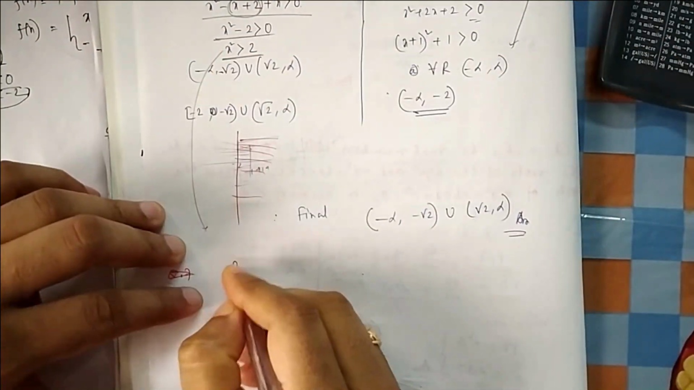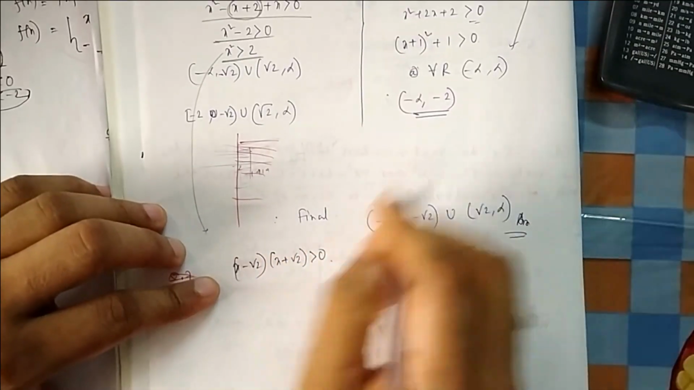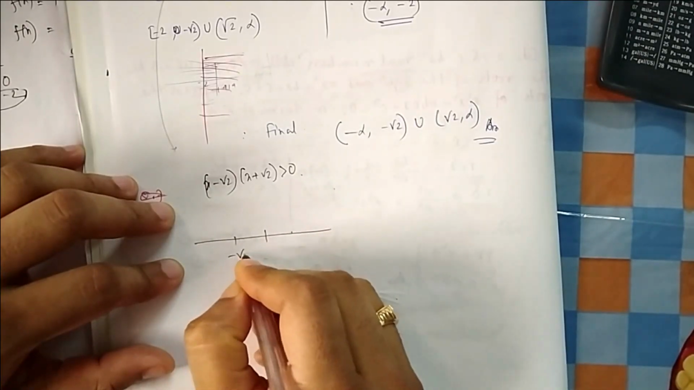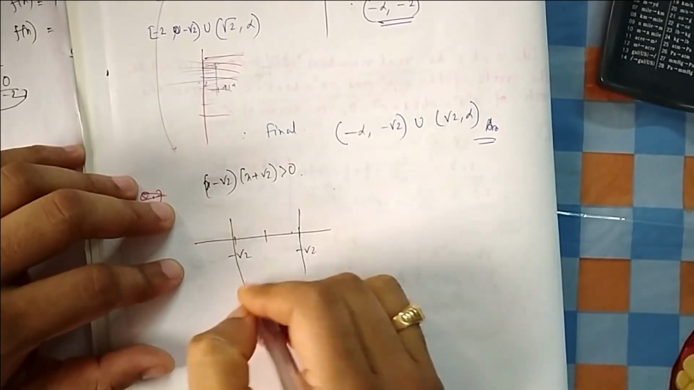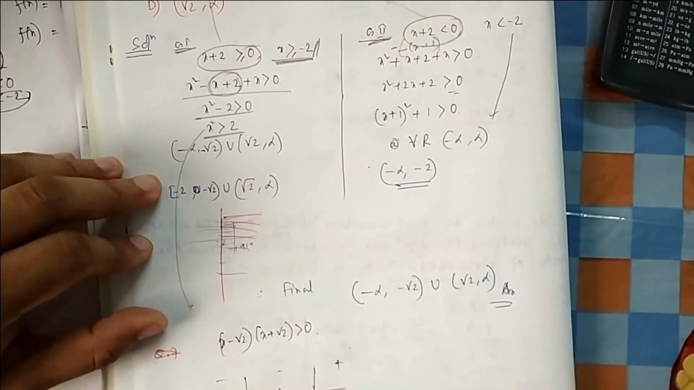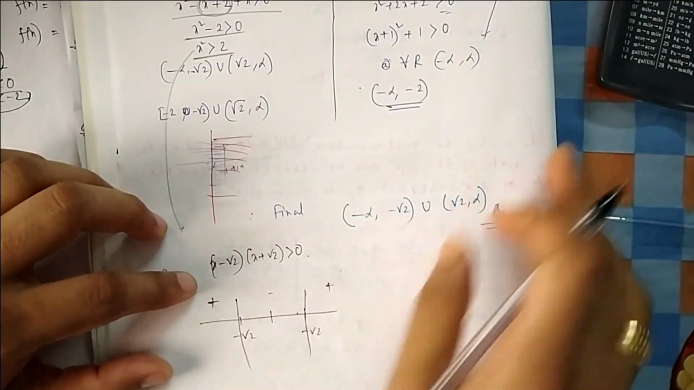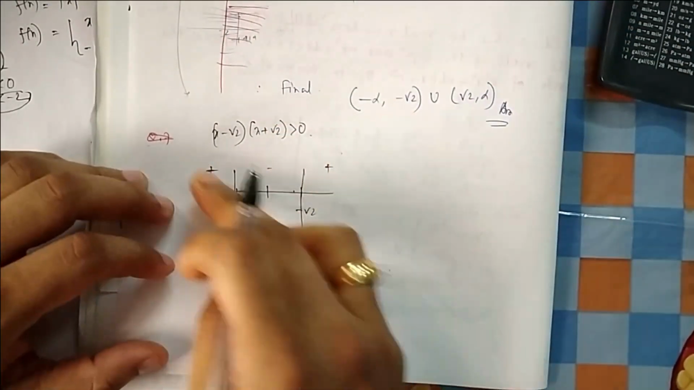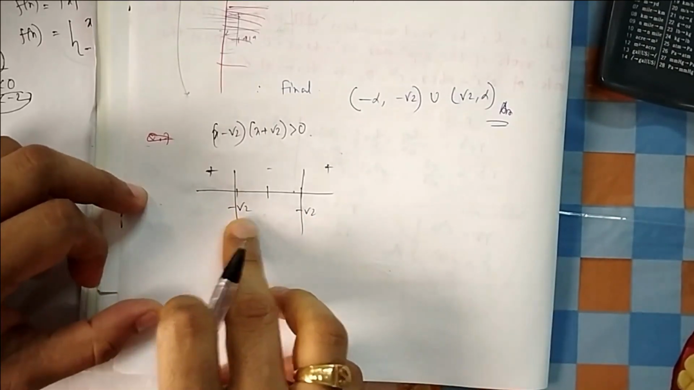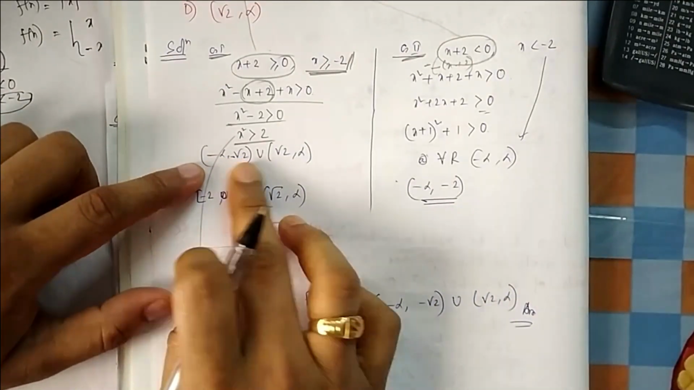x square is greater than 2, that means x minus root 2, if I take 2 this side, or x plus root 2 is greater than 0. So we will insert a pole at plus root 2 and at minus root 2. Then we will start from here: plus, minus, plus. Because it is positive, we need this zone. Greater than 0 you need, so positive is here and here. So the answer is minus infinity to minus root 2, and root 2 to infinity.